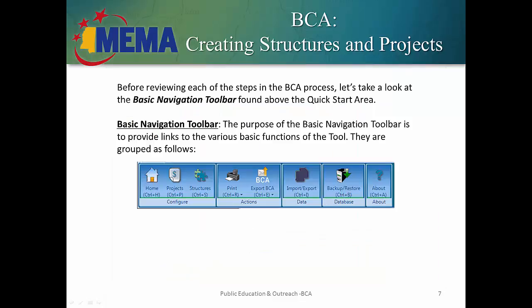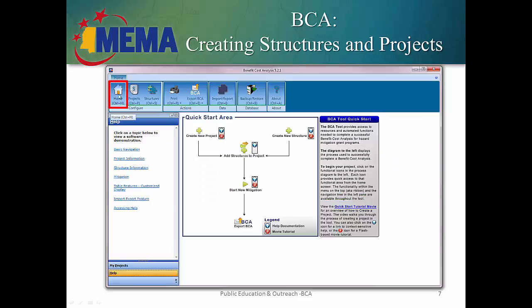Before reviewing each of the steps in the BCA process, let's take a look at the basic navigation toolbar found above the Quick Start area. The purpose of the basic navigation toolbar is to provide links to the various basic functions of the tool. They are grouped as follows: Configure, Actions, Data, Database, and About. The Home icon displays and always takes users back to the home page.